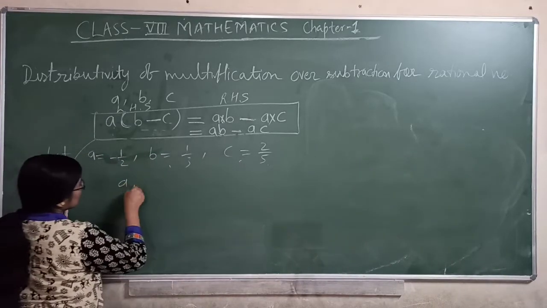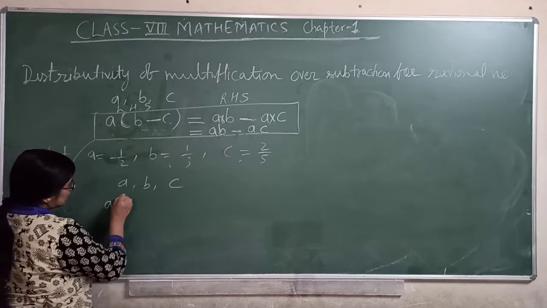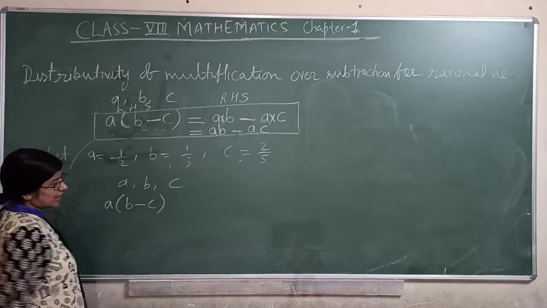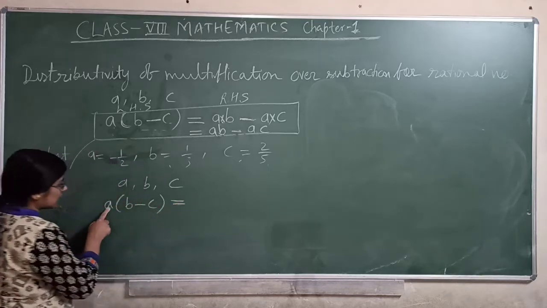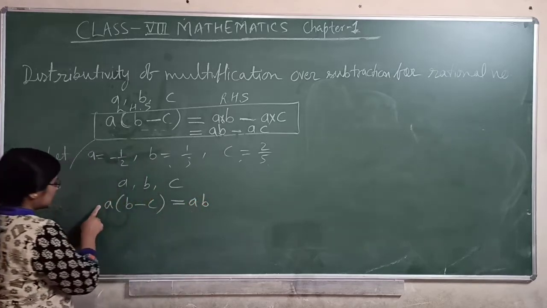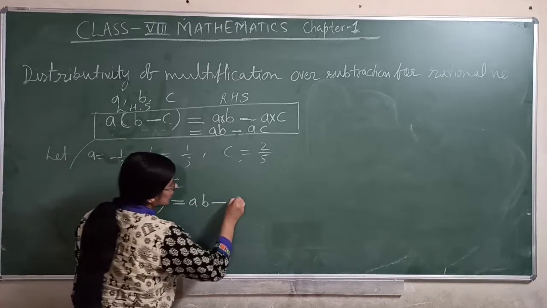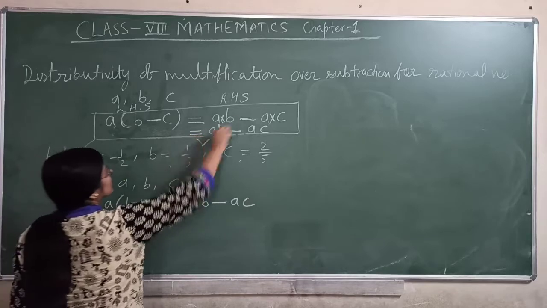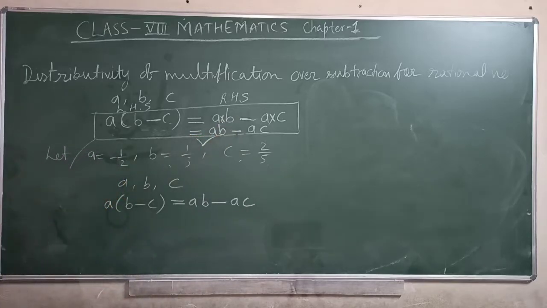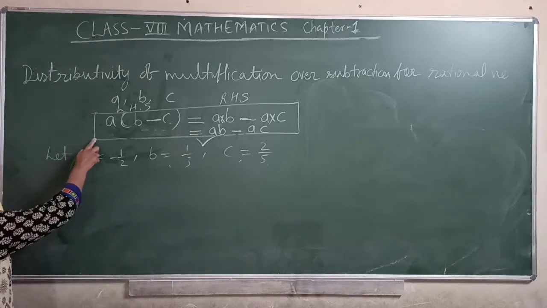Suppose A, B and C are three rational numbers. So A outside, B minus C within bracket. So how you will do this one? A into B, plus into plus, plus, A into B, AB. Here plus, here minus, plus into minus, minus, A into C, AC. So then you will get this one. That's called distributive law of multiplication over subtraction for rational number.